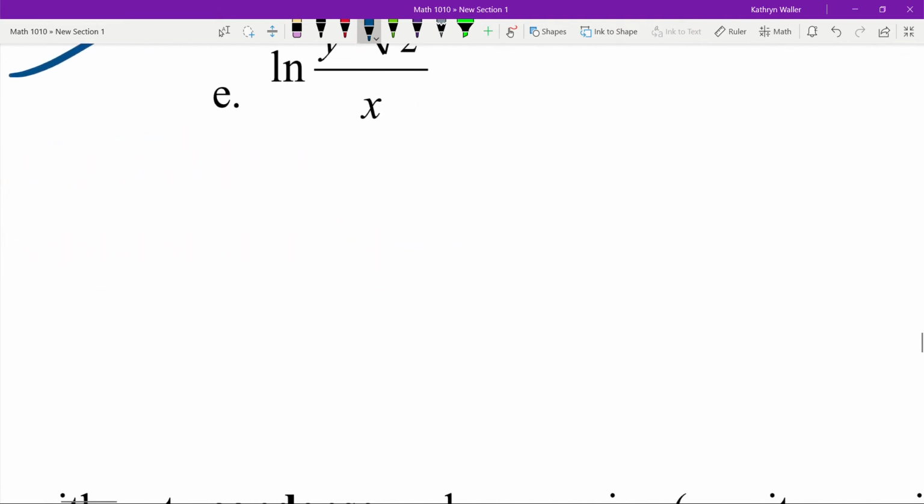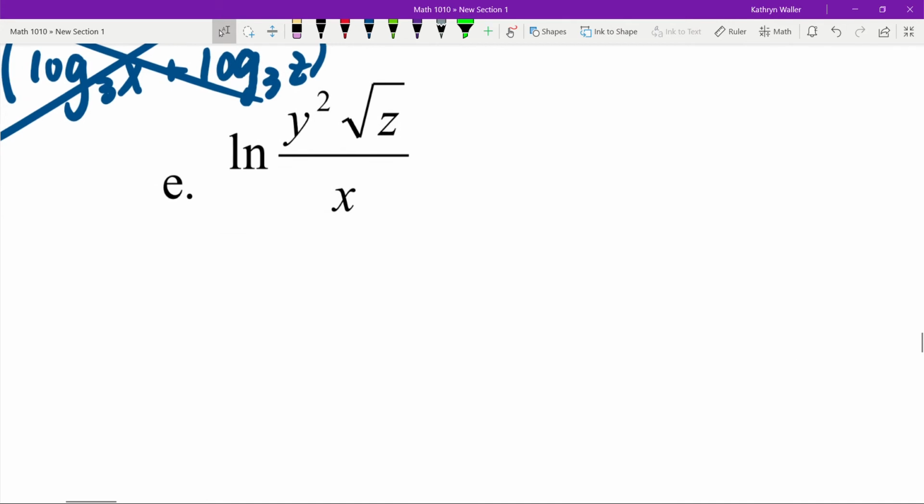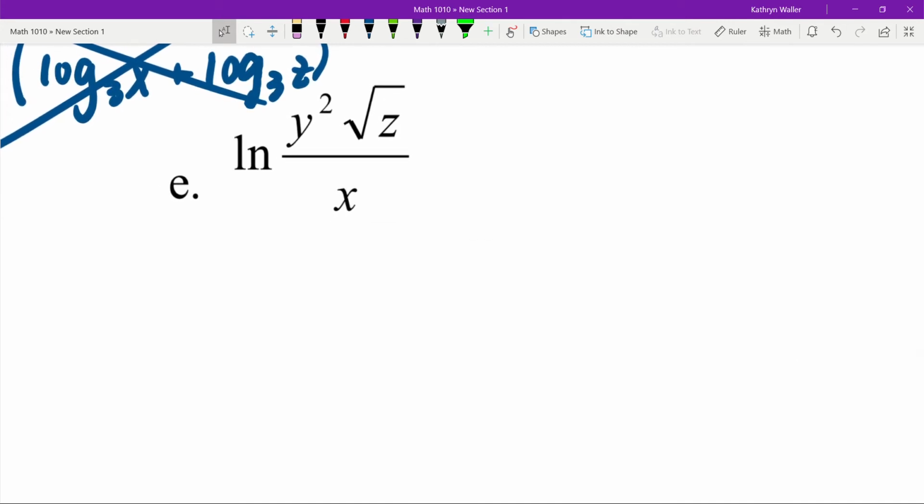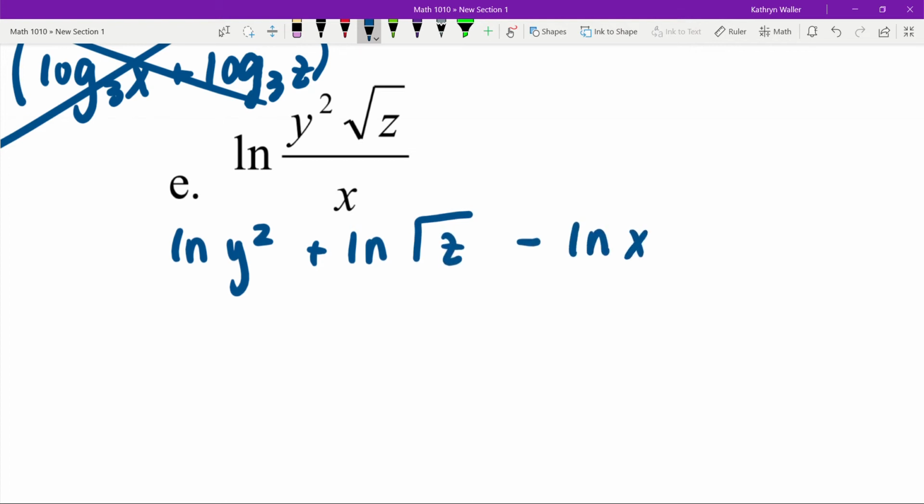Okay, this guy right here. Does an ln follow the rules of logs? Tell me that. Yes, because an ln is a log. How many times am I going to write ln? Tell me, everybody. 3 times. How many of those 3 times that I write ln is my ln going to have a negative sign? Once. Which one? The x. Yeah. So this is ln y to the second plus ln square root of z minus ln x.